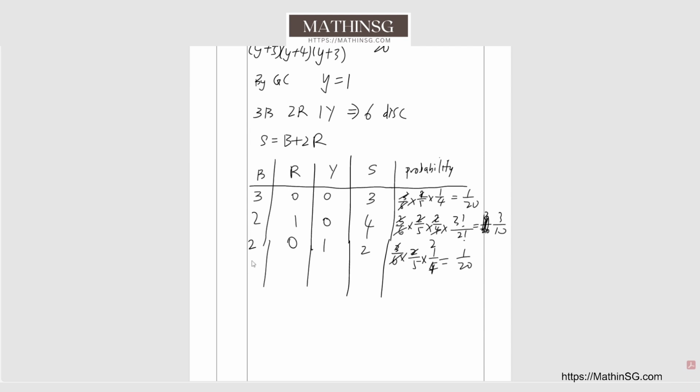So now I move on to having 1 blue. If I have 1 blue, I can have 2 red and 0 yellow, and so this will give me a score of 5.